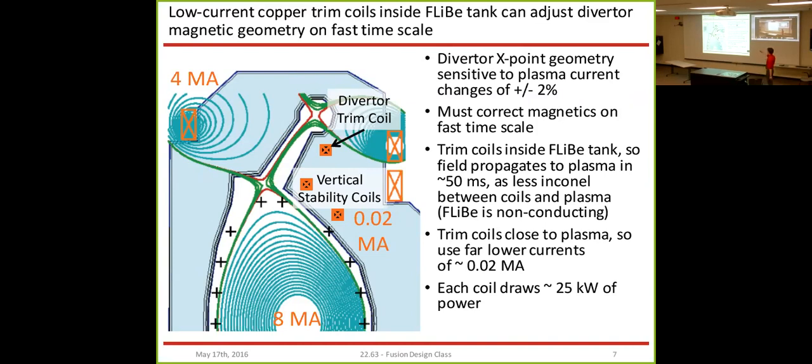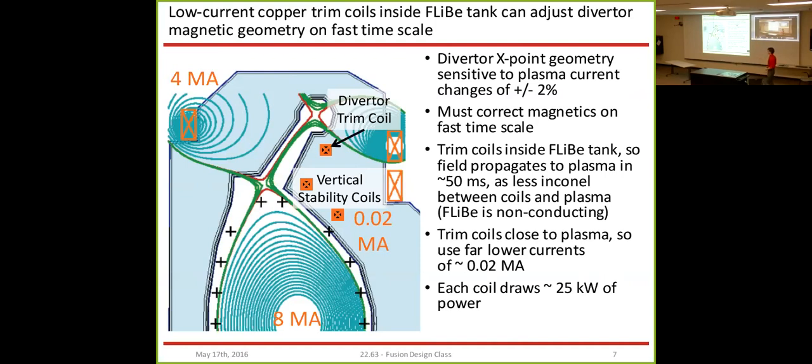However, because of this, we must be able to correct magnetics on fast time scales. So what we've done is we've added trim coils, both the diverter trim coil and vertical stability coils, inside the fly tank. The reason we do this is so the field from these coils can propagate into the diverter or into the plasma on fast time scales. So it's about 50 milliseconds. This is because there's less Inconel or steel, essentially, between the coils and the plasma.